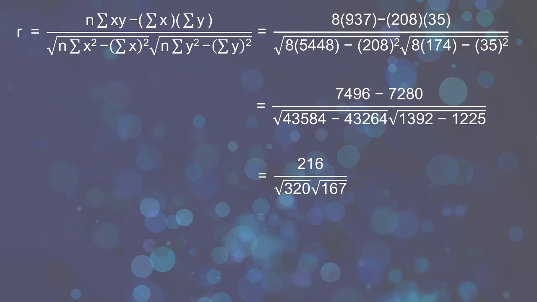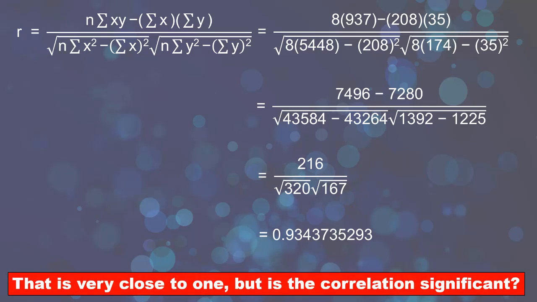If we enter this into our calculator, we get a correlation coefficient of 0.9343735293. Now that looks like a very strong positive correlation, right? Because that value, 0.93, is pretty close to 1. But we need to do our comparison to see how significant that correlation is.